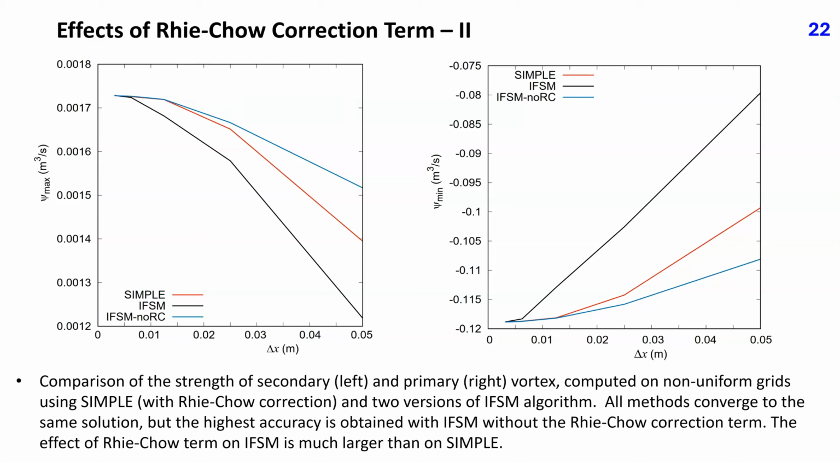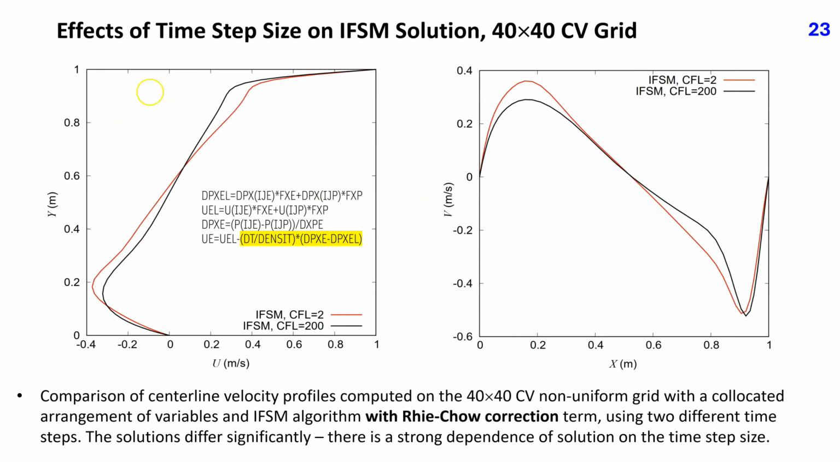See slide 17. Note that on the grid with 80 by 80 cells and finer, the results from IFSM without Rhie-Chow correction and SIMPLE are almost indistinguishable. When the grid is coarse, the time step size has a surprisingly strong influence on the solution. It becomes more diffusive, as if a lower order convection scheme was used.